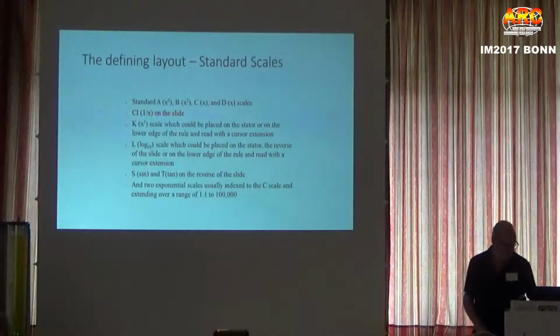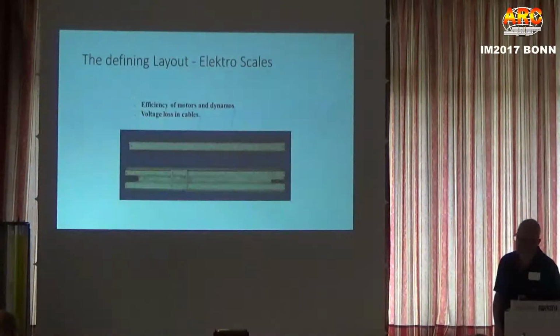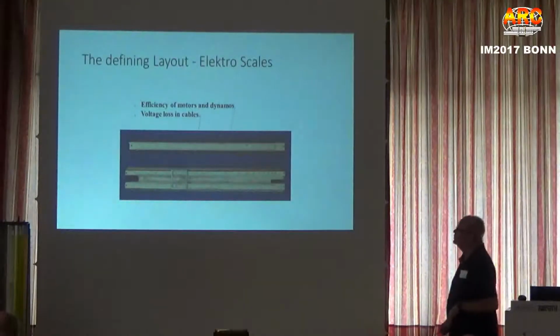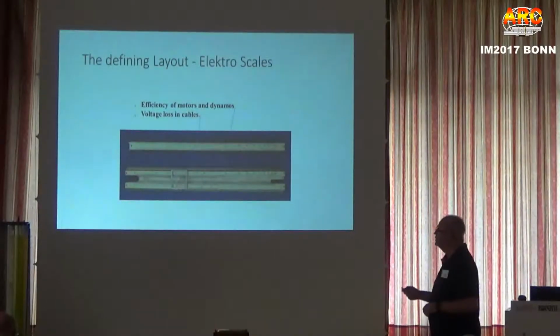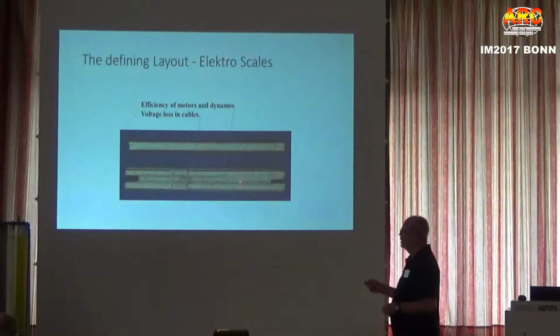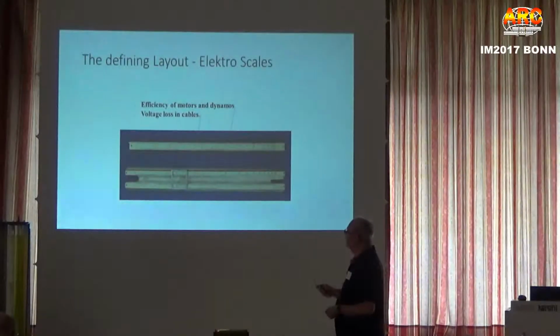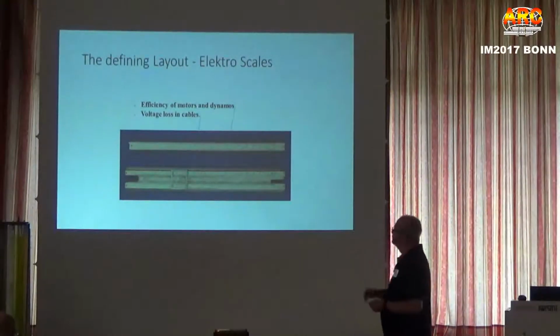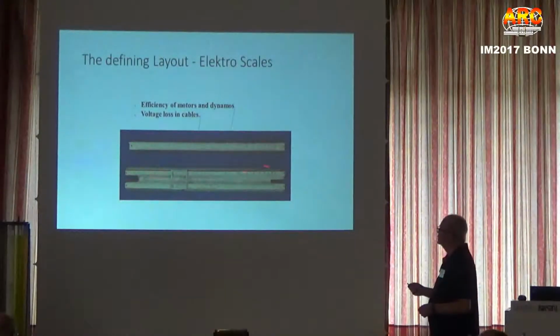But the real scales that defined the Elektro were the two scales in the world. That's energy efficiency of motors and dynamos and voltage loss in cables. Now, as you can see, these scales are actually pushed over that way. They're offset by a constant based on kilowatts and horsepower or PS.